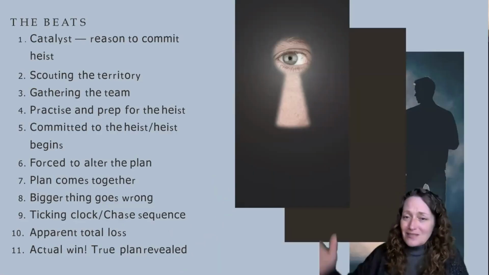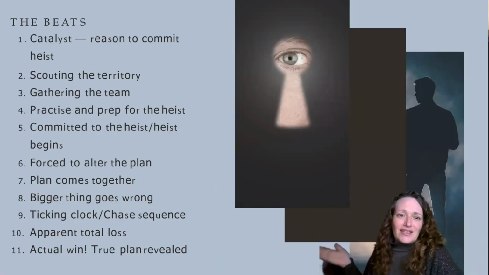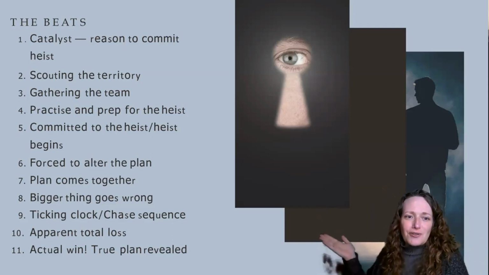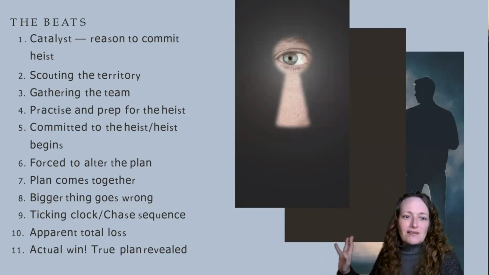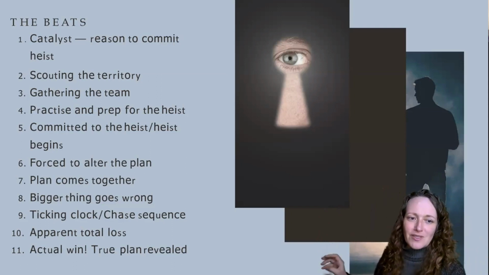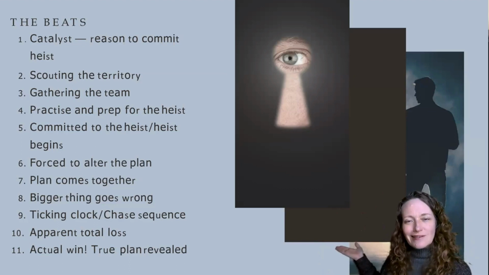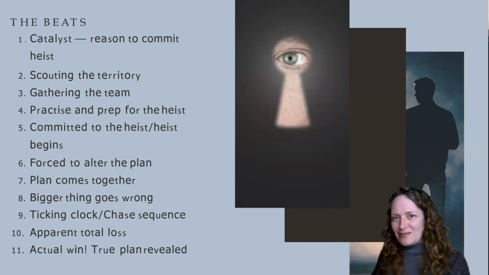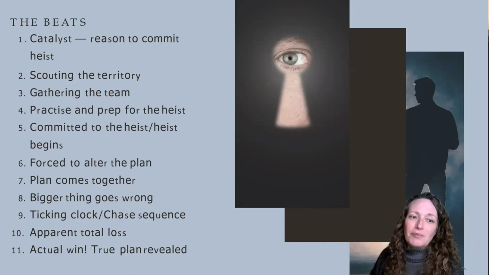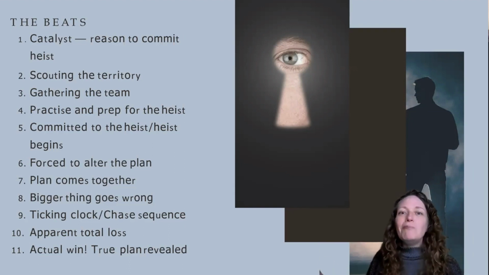Look at these beats again. Catalyst, scouting the territory, gathering the team, practice prep, committed to the heist, forced to alter the plan, plan comes together, bigger thing goes wrong, ticking clock, apparent total loss, actual win. These are like 11 beats. So how do you handle that with pacing? Essentially, beats 1 and 11 are kind of grace notes. You get maybe a chapter of that in a full novel.